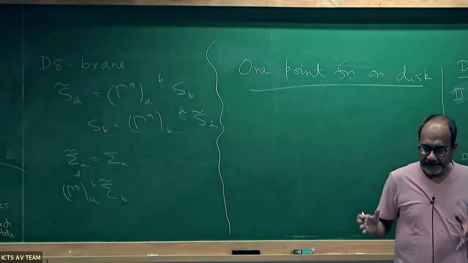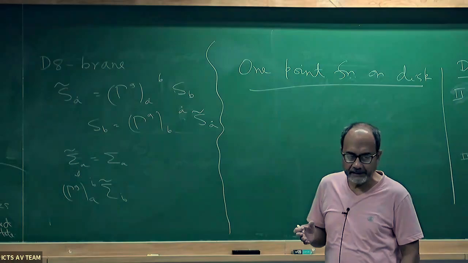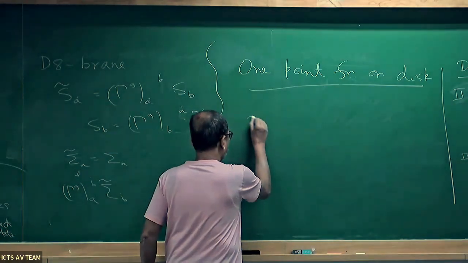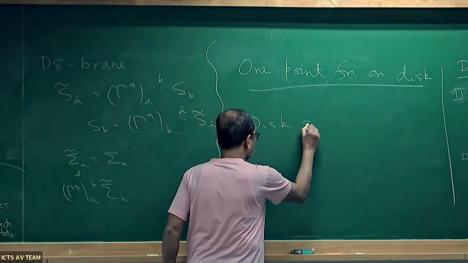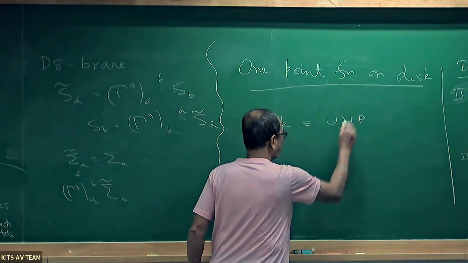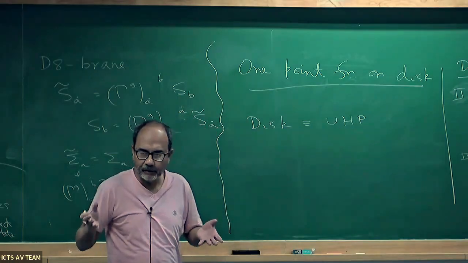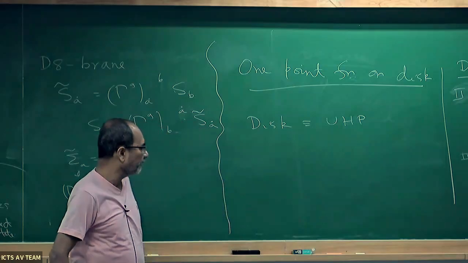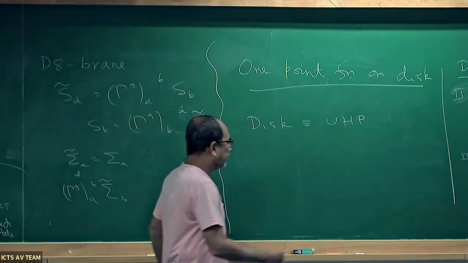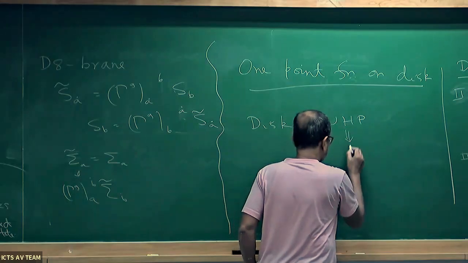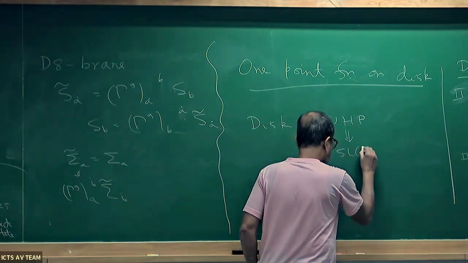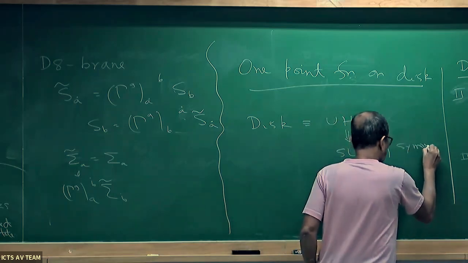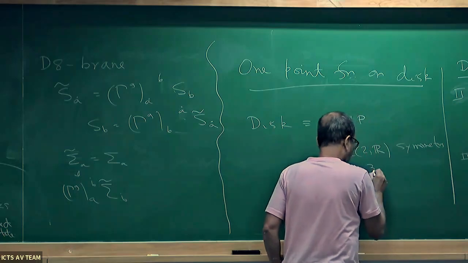Now, one-point function on the disk. The challenge here is the following: the disk is equivalent to the upper half plane, just as the sphere is equivalent to the full complex plane with points at infinity identified. And this has 3 conformal Killing vectors, right? This is SL(2,R) symmetry. So 3 conformal Killing vectors.